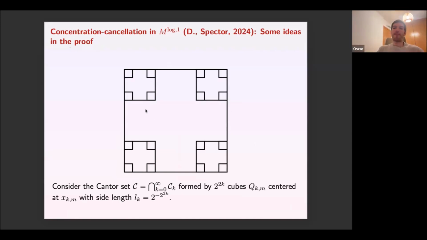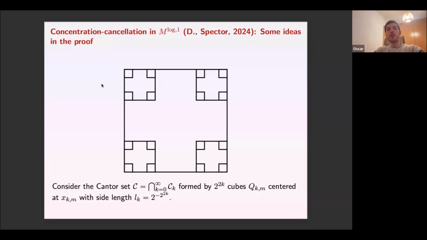So in the very last 5 minutes, I would like to explain to you, in a very elementary way, some ideas in the proof. The proof is technical, it requires some pages, but this is essentially what is here.